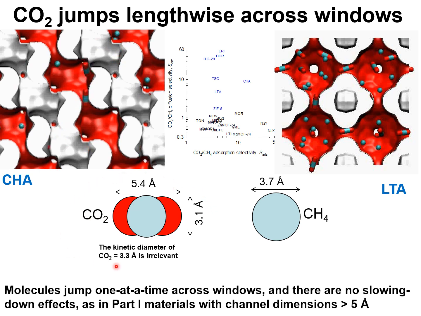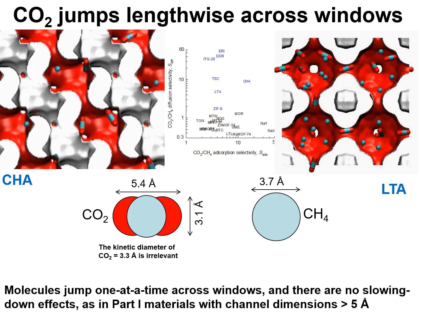If you look at the dimensions of CO2, the cross-sectional dimension is 3.1 angstrom and the length of the molecule is 5.4 angstrom. So the relevant dimension for lengthwise jumping of CO2 is 3.1 angstrom, and that should be compared to the value of 3.7 angstrom for methane. It's also to be noted that the kinetic diameter of CO2 is 3.3 angstrom, but this is irrelevant for cage window structures with narrow windows because of the lengthwise jumps. A kinetic diameter is not to be used.